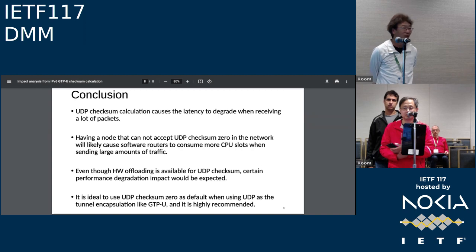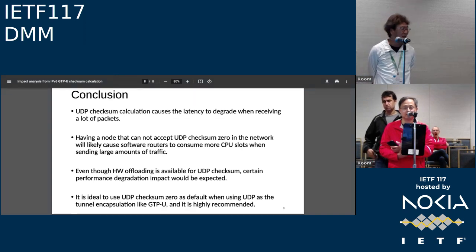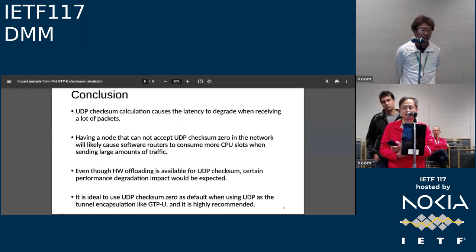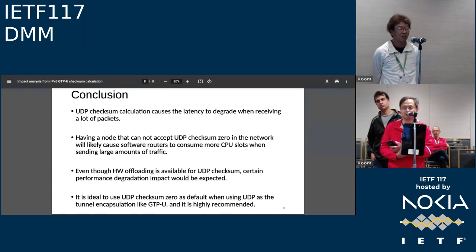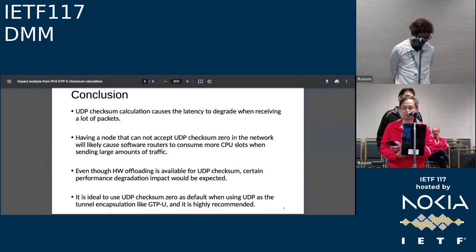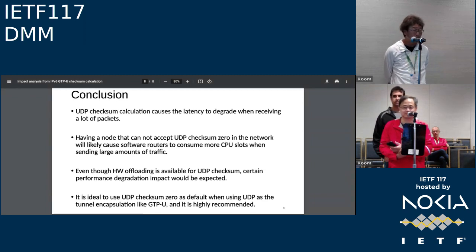Jeffrey from Juniper. If calculating UDP checksum causes problems, especially on software routers, that is actually a good reason to do NAP when you do have a co-located access node and UPF, because you get rid of the GTP-U tunnel entirely in that situation. Thanks. Okay, thanks for the comment.